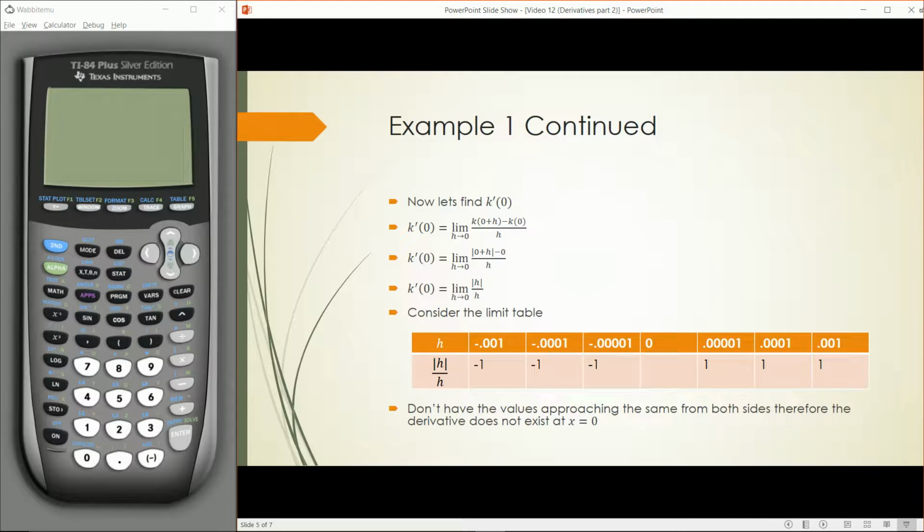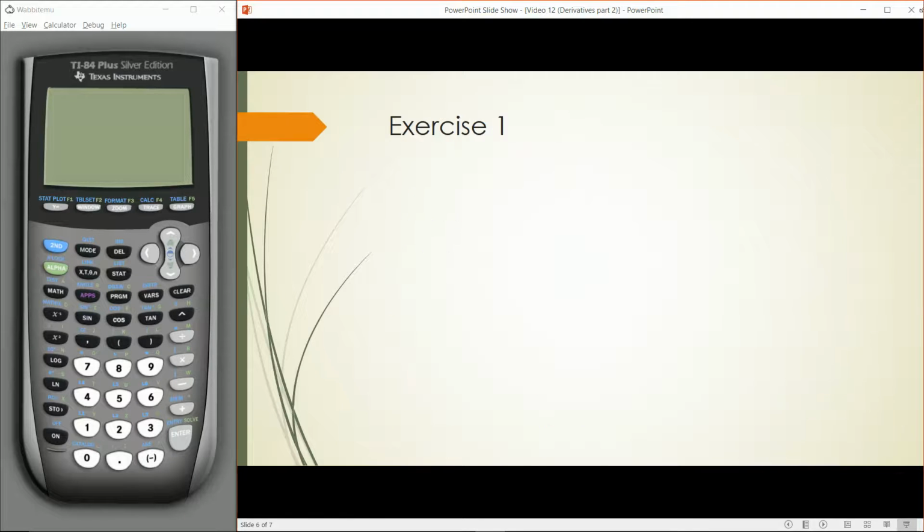So while this does have a derivative most everywhere, at 0 it does not, even though it is continuous there. So that's something you have to keep an eye out for.